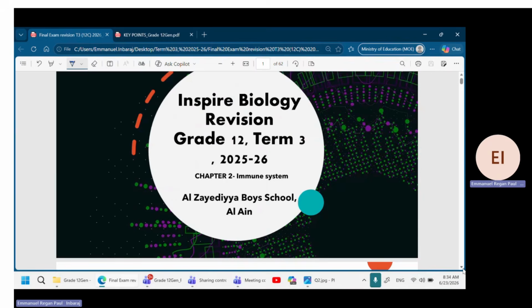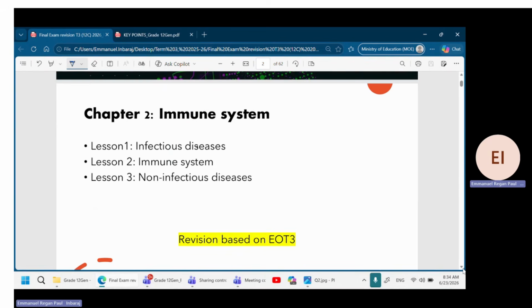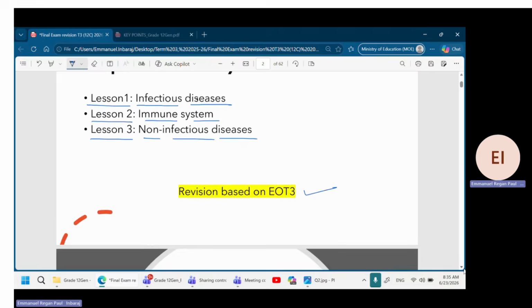So today we are going to review the immune system. This is chapter 2, and in this chapter you have 3 lessons to do. Lesson number 1 is called infectious diseases, lesson number 2 is the immune system, and lesson 3 is non-infectious diseases. So these are the 3 lessons we have. This is a revision based on the EOT for term 3. So let's start.